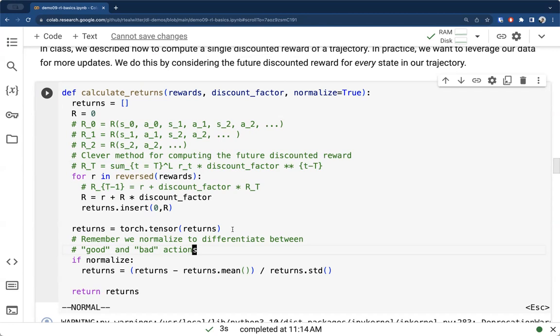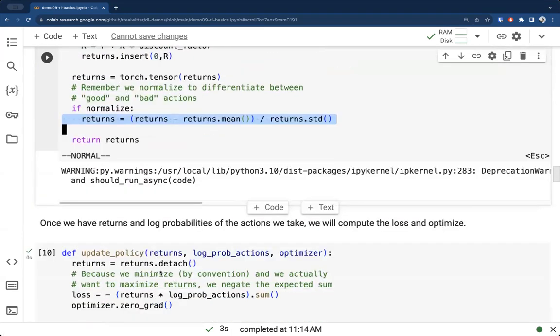So in this case, we will normalize by taking the mean of our returns and then also dividing by the standard deviation. So in this way, we get a good sense of a good trajectory versus a bad trajectory. And that's what this normalization factor does for us.